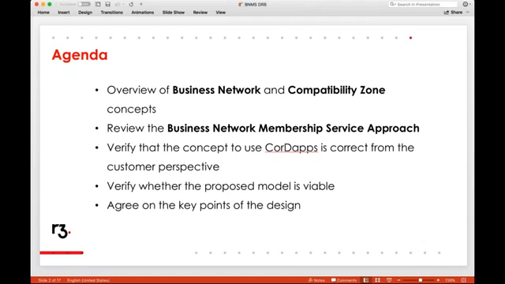Thank you. Is everyone seeing the agenda slide? Yes. Okay, cool. So the topics I would like to talk you through today. First of all, an overview of the business networks and business compatibility zones. Then review the business network membership service design approach, verify that the concept to use Corda is correct from the customer perspective, verify that the proposed model is viable, and agree, obviously, on the key points of design. Next slide, please.